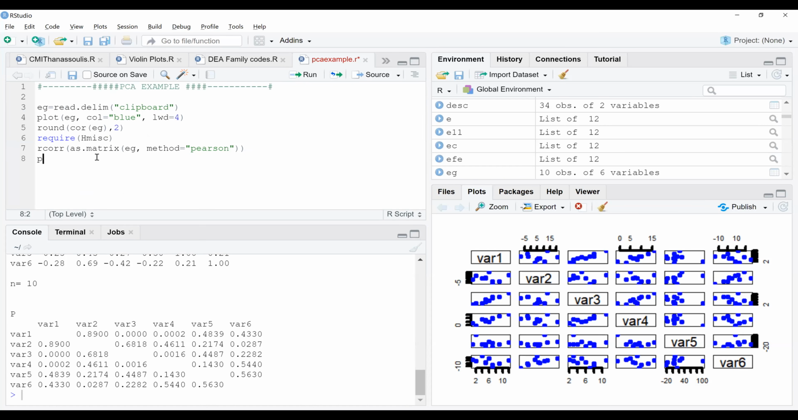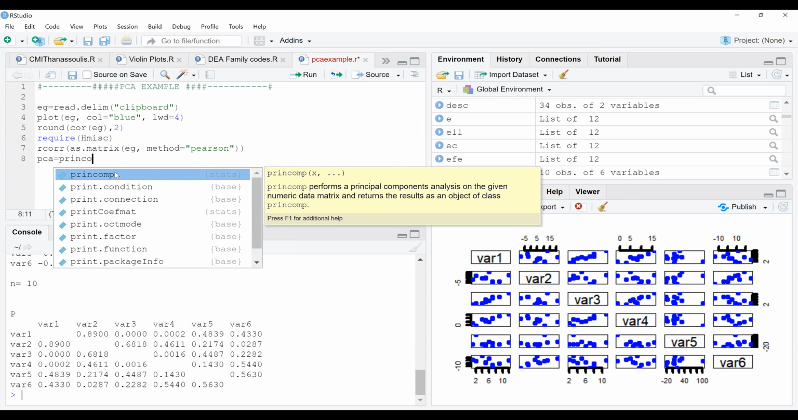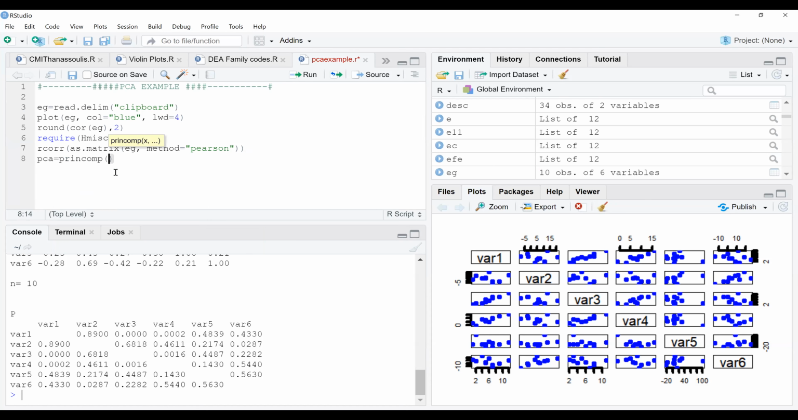So I'm typing PCA equal to, and then you type princomp. Once you start typing, it will pop up. Once you type princomp, you type the name of the data, which is EG. You bring a comma, then type cor for correlation, and then you type T to indicate that you want the correlation to be true. Then outside the bracket, you bring a semicolon.